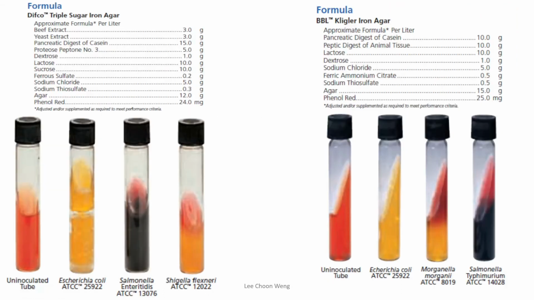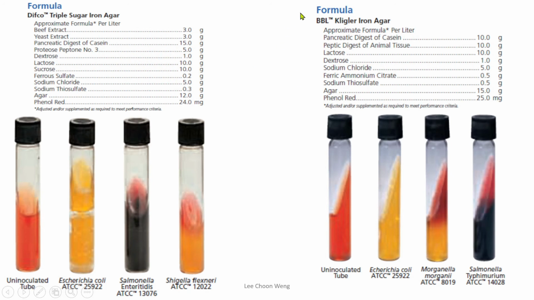So the differential reaction we see here is because of the different concentrations of sugar. Dextrose, which also stands for glucose, is only 1 gram per liter, whereas for lactose and sucrose it is 10 grams per liter each. Okay. So this, and the combination of ferrous sulfate and sodium thiosulfate, will enable the media to detect hydrogen sulfide production. Okay.